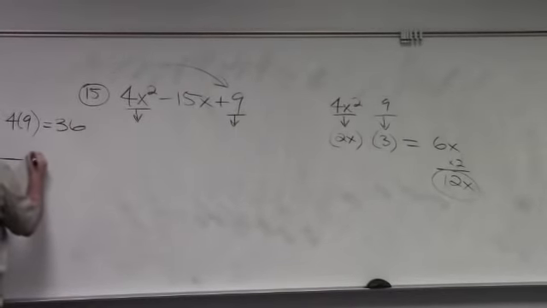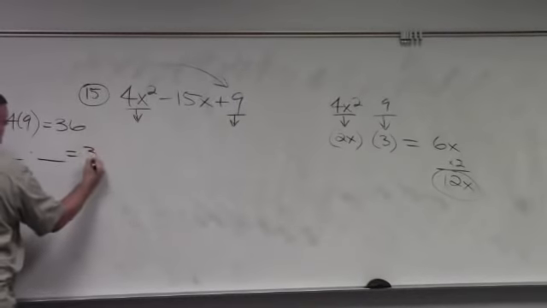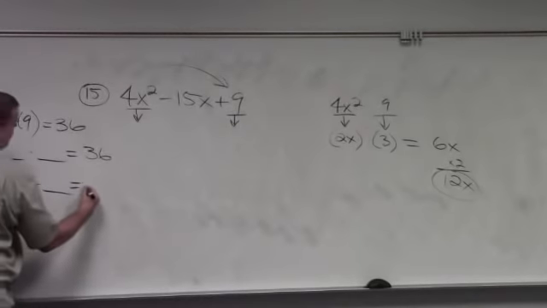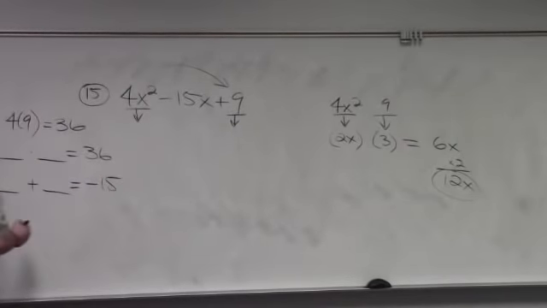So we're looking for two numbers that multiply to give us positive 36 and add up to negative 15. Any ideas there? 4 and 9? 2 and 13? Oh, 12 and 3? I'm thinking 12 and 3.